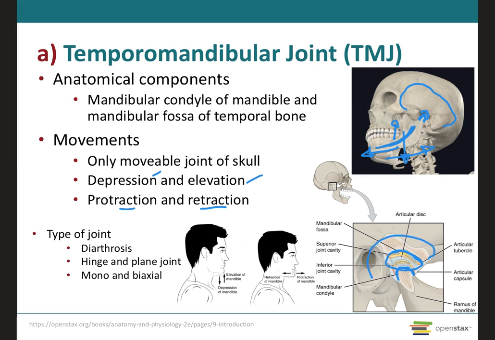As we can see from this image, since it has a joint cavity and the synovial fluid, it will be a diarthrosis. It can be mono or biaxial because it will produce either a hinge for elevation and depression or a plain joint for retraction and protraction.